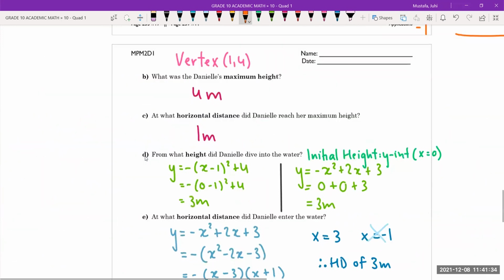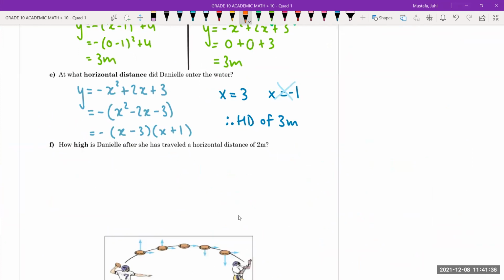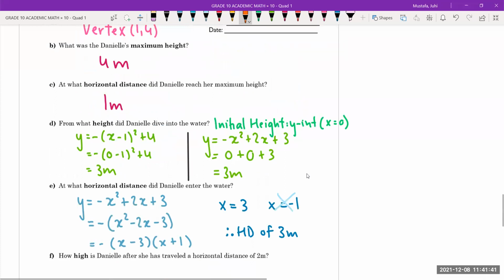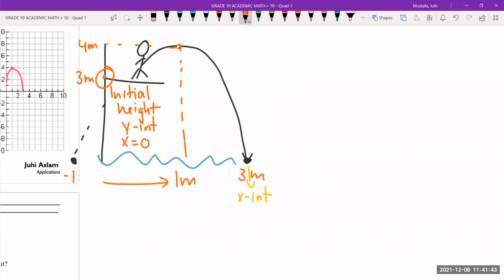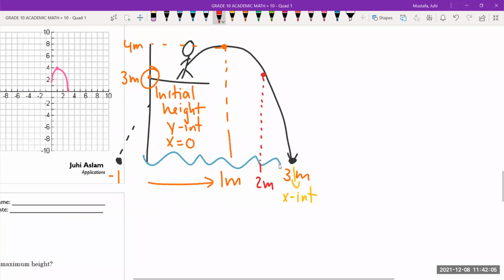Okay, last question. How high is Danielle after she has traveled a horizontal distance of 2 meters? What this question is saying is, now we know 1 meter is the highest point. We know 3 meters is when she enters the water, but approximately at 2 meters, what is her height over here? How do we calculate that? How do we figure out the height when her horizontal distance is 2 meters? Amina? Yeah, you just plug 2 into the x.